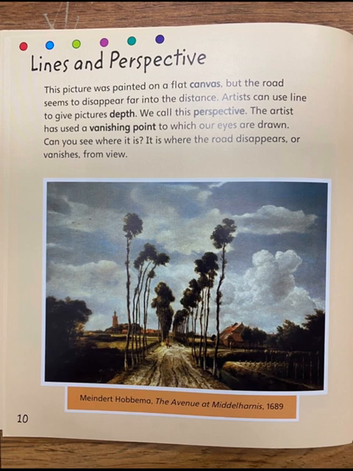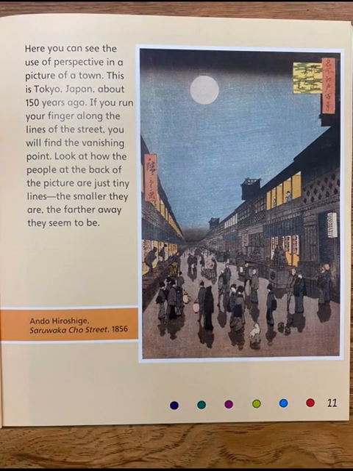And this is Meindert Hobbema. I don't know if I'm saying that right. The Avenue at Middelharnis, 1689. Wow, that's an old painting. Here you can see the use of perspective in a picture of a town.